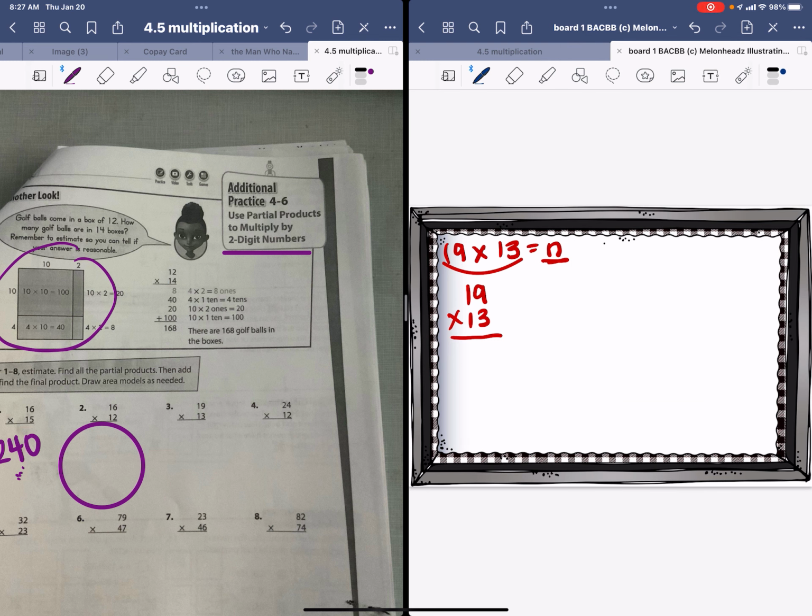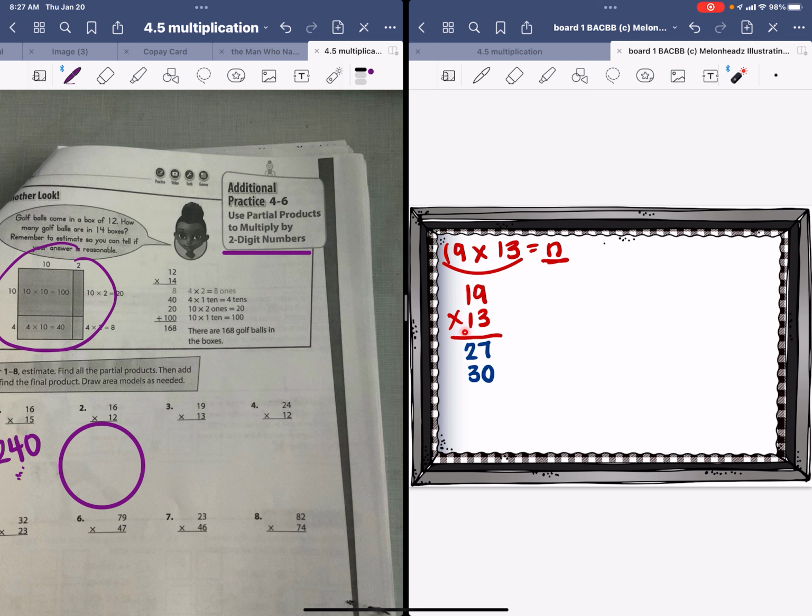So I am going to multiply 3 ones times 9 ones. 3 times 9 is 27. And then the next thing that I'm going to do is multiply 3 ones times 1 ten. So 3 times 10 is 30. All right. So 30 is a partial product of 3 times 10. 27 is a partial product, 3 times 9. So now I'm finished with my ones. I'm going to check off ones, all right?